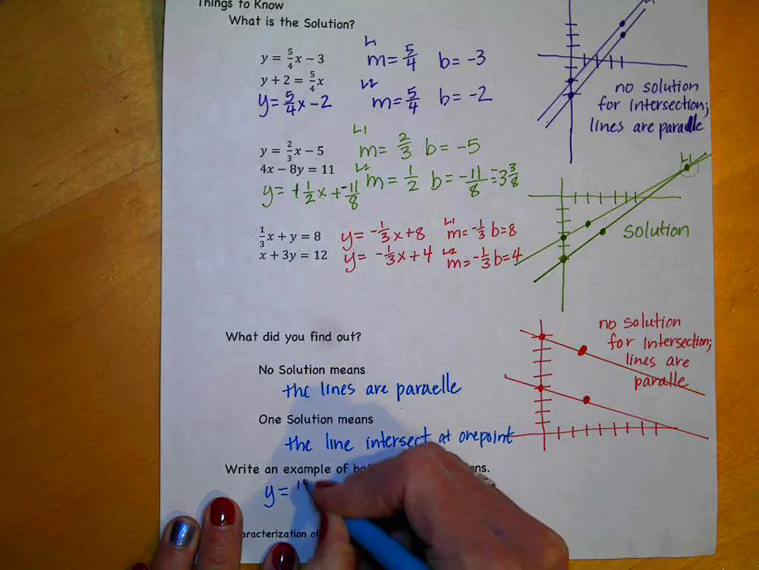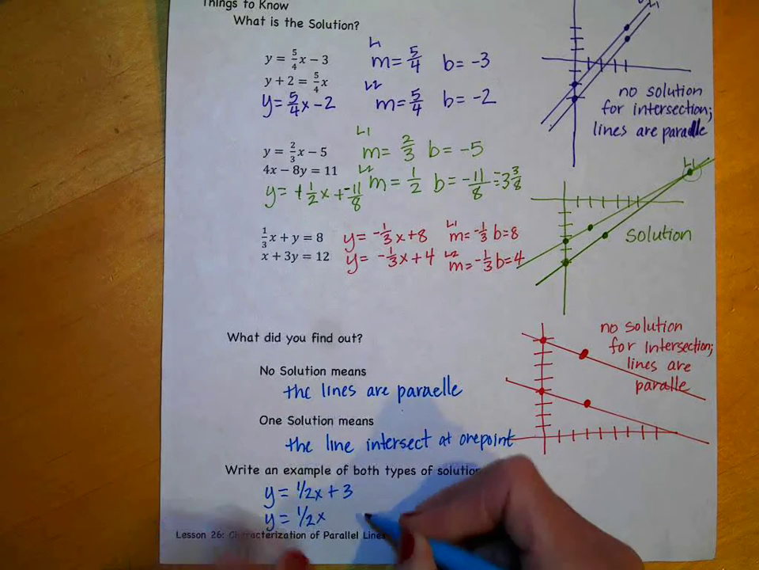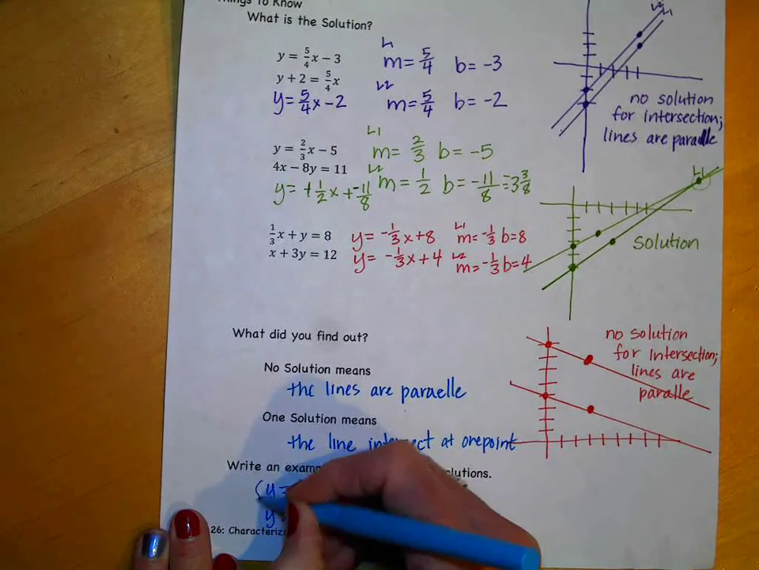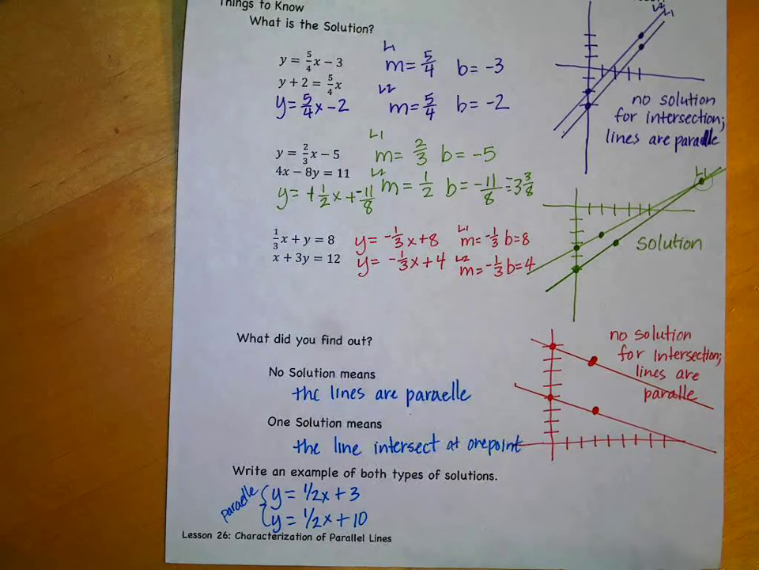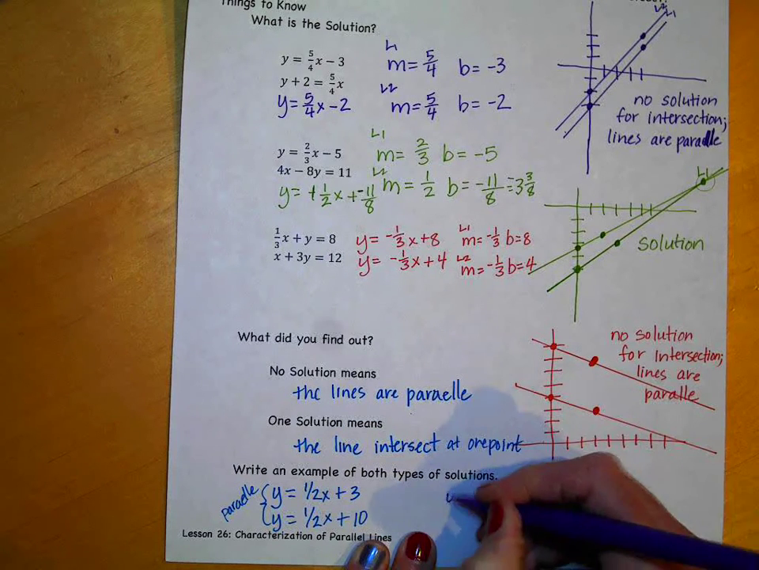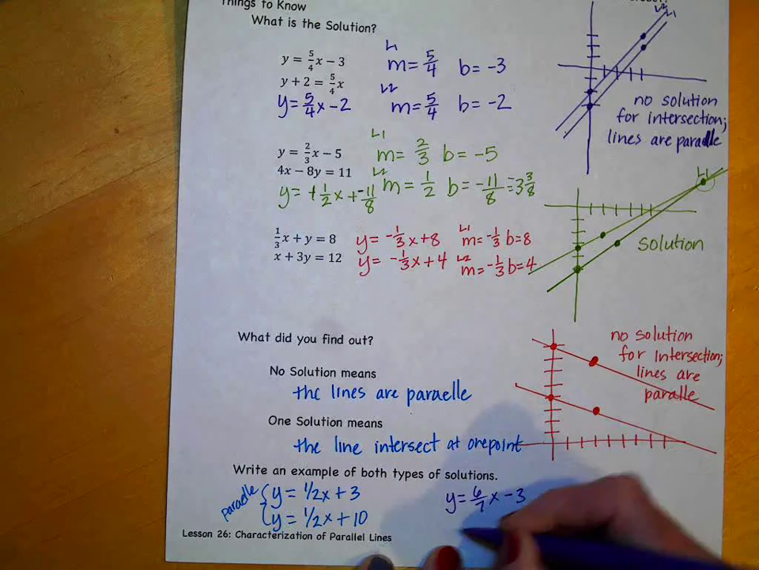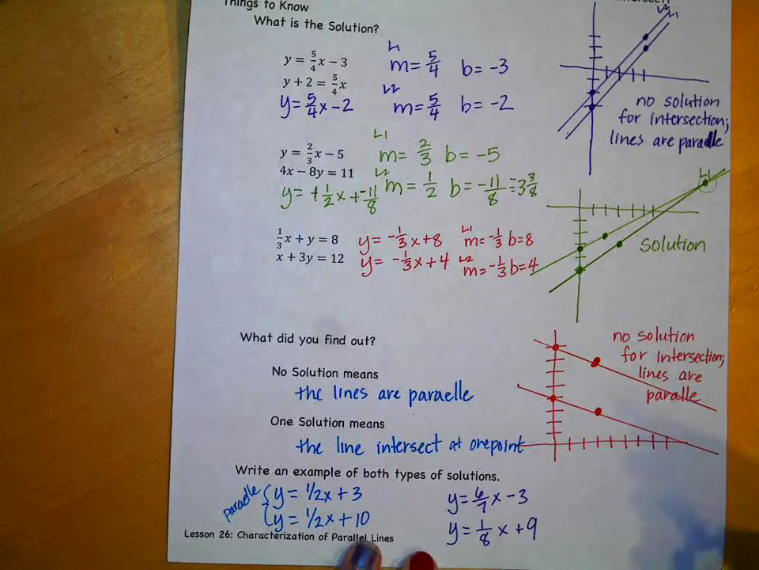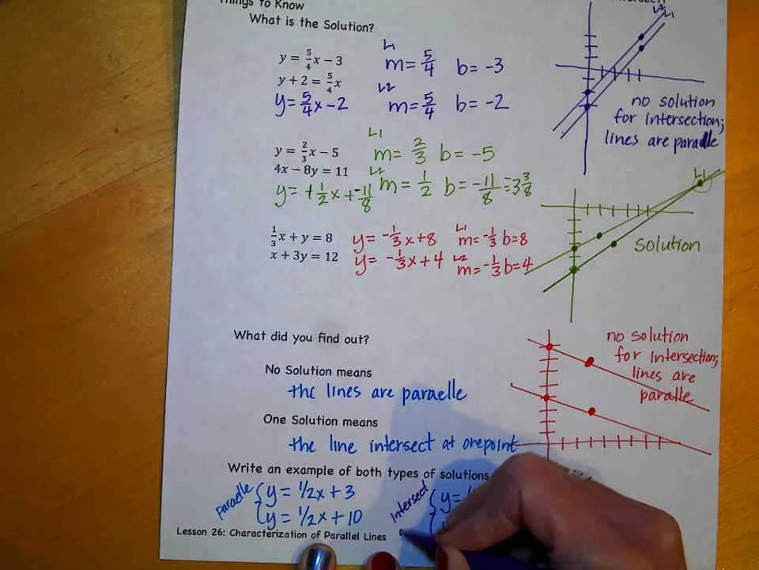Okay, so let's say that one of them is y equals 1/2 x plus 3, and y equals 1/2 x plus 10. Because your slopes are the same and your intercepts are different, then we would call this system parallel. Okay, and then for another one, because it says write an example of both types, no solution means they're parallel, one solution means they intersect. So we're going to say y equals 6/7 x minus 3, and y equals 1/8 x plus 9. And we would say that these intersect at a point.